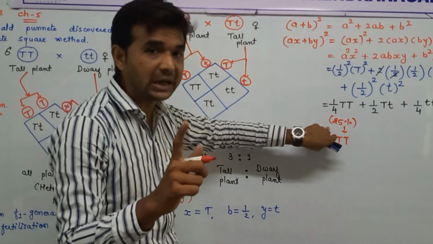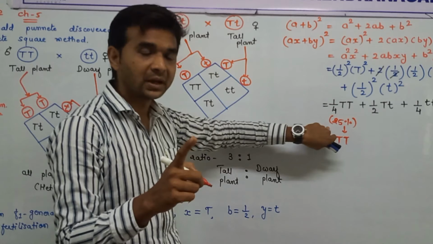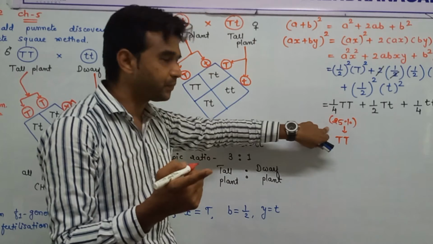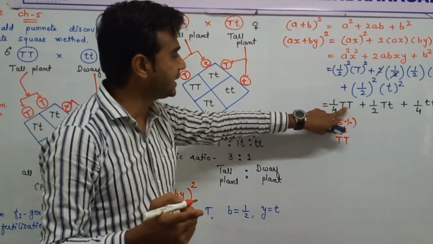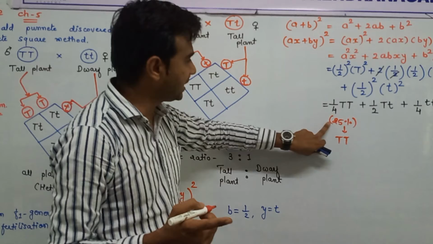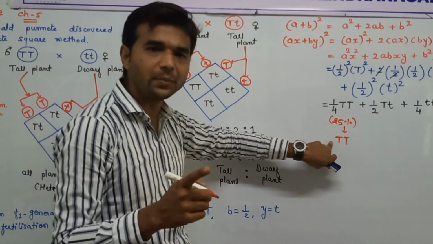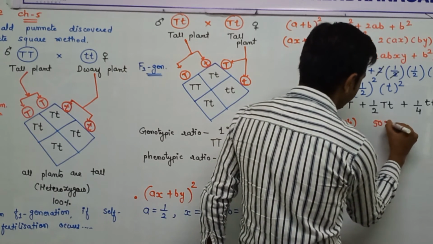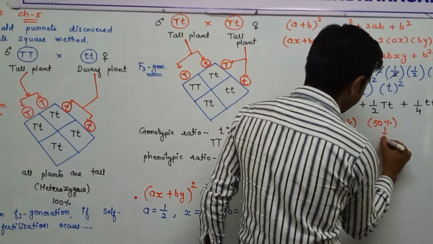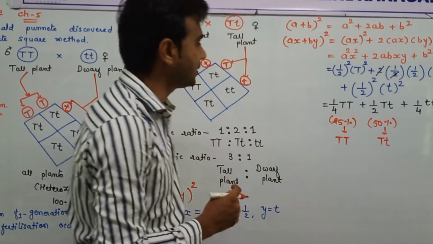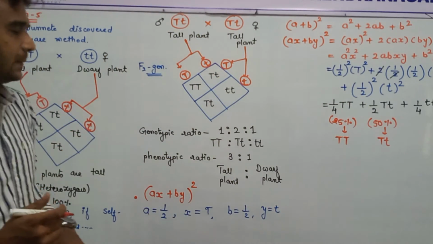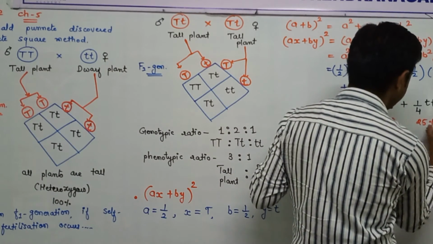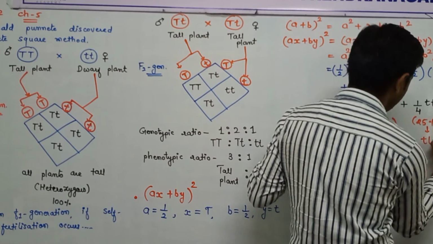So in F2 generation, how does the 3:1 ratio come? So here this explains how the 1:2:1 ratio will come. Fine. So here 1 by 4 capital T indicates 25% chance of the homozygous tall plant. 1 by 2 means 50% chance of capital T small t, so this is heterozygous tall. Fine. And 1 by 4 is 25% chance of small t.